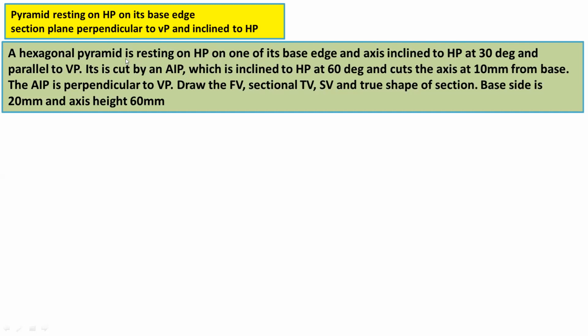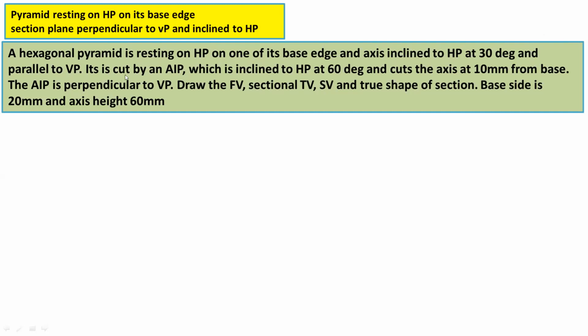A hexagonal pyramid is resting on the HP on one of its base edges, and its axis is inclined to HP at 30 degrees. In the previous case, the axis of that pyramid was perpendicular to HP, and in this problem, the axis of that pyramid is inclined to HP at 30 degrees. That means we have to rotate the pyramid in the clockwise direction so that the axis will be 30 degrees with the HP, and the axis is parallel to VP.